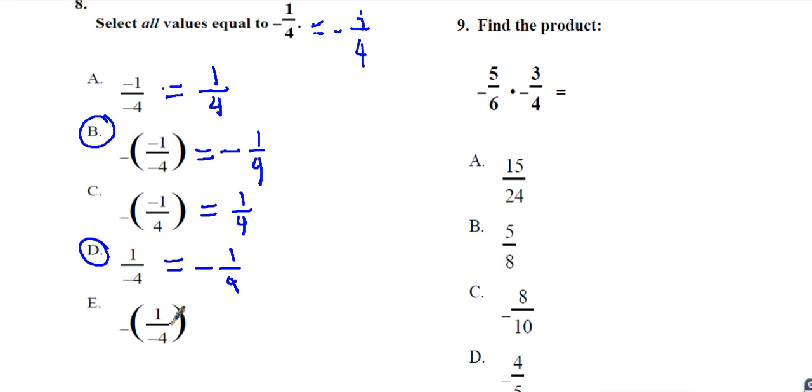And here for E, I have two negatives. That means that I'm going to end up with a +1/4 here, which is not equivalent. So A, C, and D are not equivalent. B and E are the only ones that are equivalent.